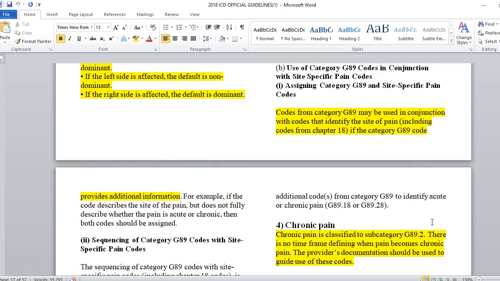Now it goes on to tell us, codes from category G89 may be used in conjunction with codes that identify the site of pain, including codes from Chapter 18, if the category G89 code provides additional information. For example, if the code describes the site of pain but does not fully describe whether the pain is acute or chronic, then both codes should be assigned. And we're going to look at the G89 codes in just a few minutes so you can see the difference between a low back pain code and the actual G89 codes.